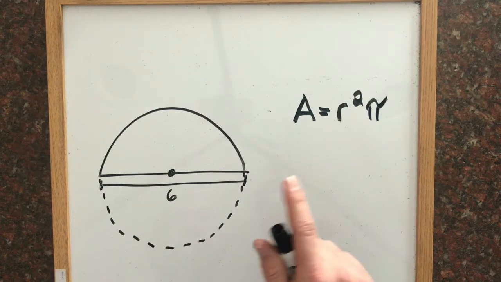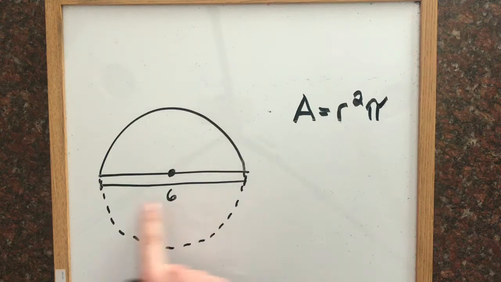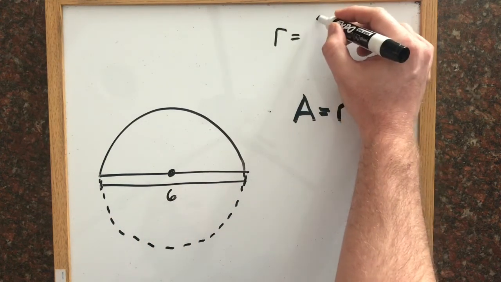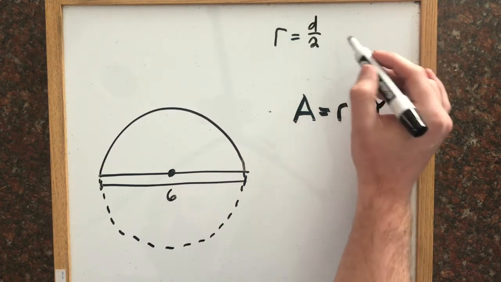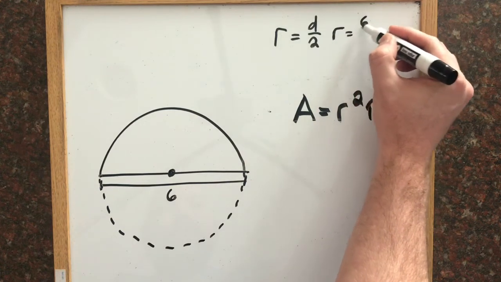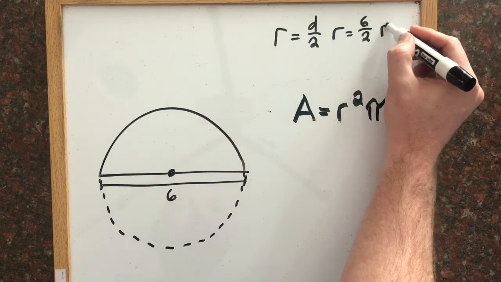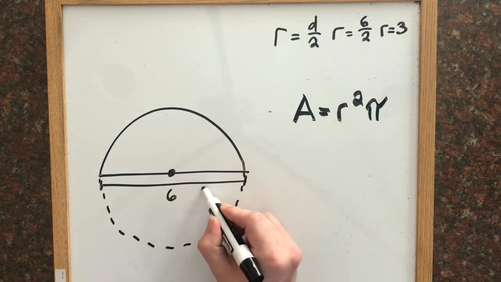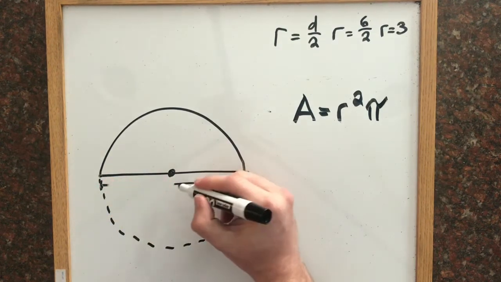Now, when you're calculating the area of a circle, we need the radius. Well, they gave us the diameter. If you remember, radius is equal to half the diameter, or the diameter divided by 2. So doing a quick calculation, radius is equal to 6 divided by 2 because 6 is our diameter, and in this case radius is equal to 3. So our radius is 3, and that's what we need for area.